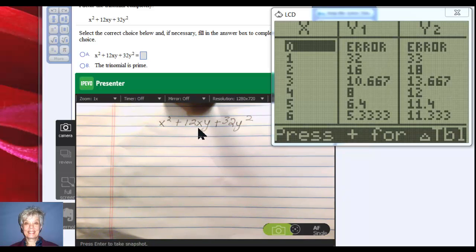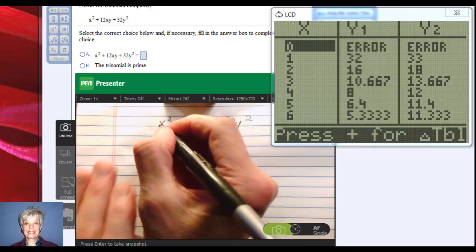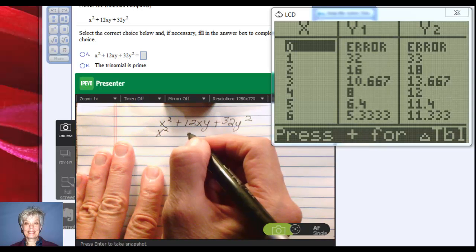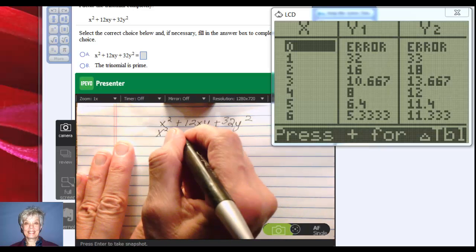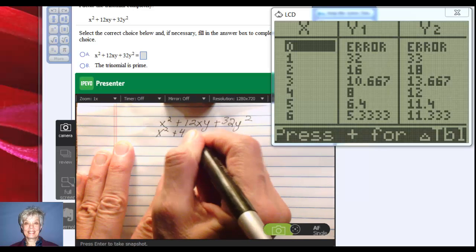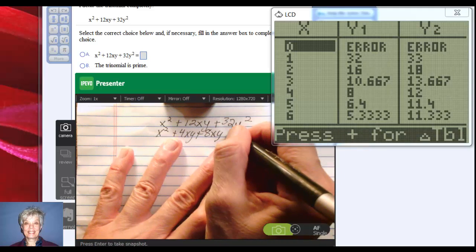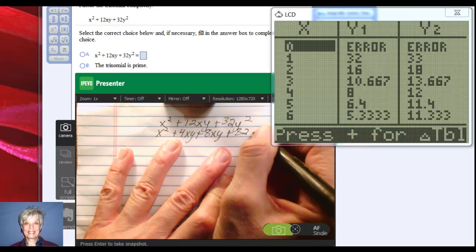And I look for my C number in Y2. My C number is 12, there's 12. It's accompanied by 8, 8, and 4. So those will be the numbers I write in the middle. X squared, double checking, all right, plus 4xy plus 8xy plus 32y squared.